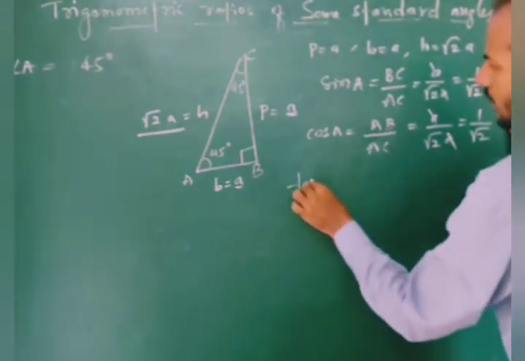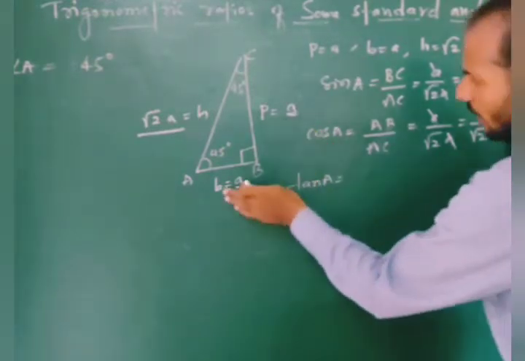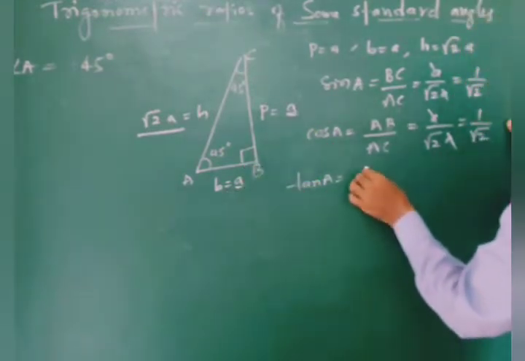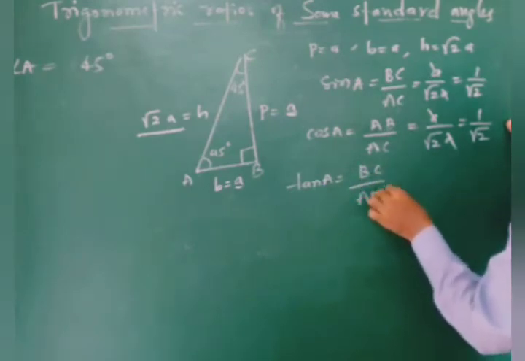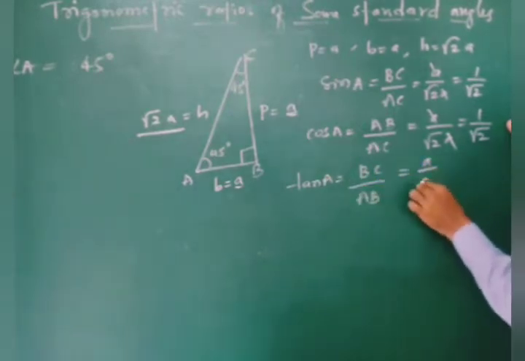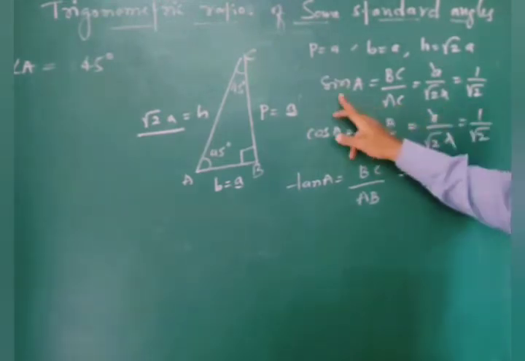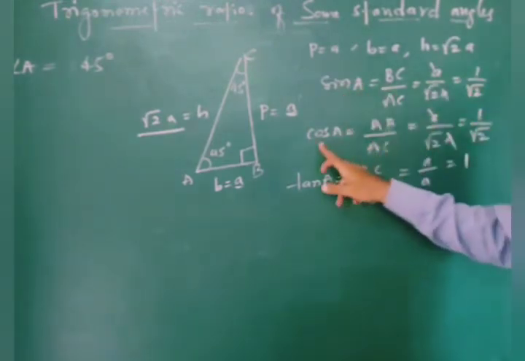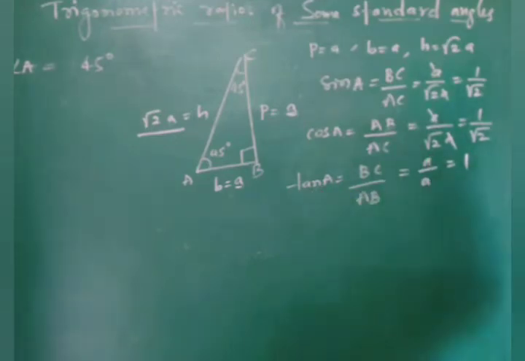Next, tan A, perpendicular by base, that is BC by AB. Value of BC is A and value of AB is A. A gets cancelled. What we get here? 1. Sin A is 1 by root 2. Cos A is 1 by root 2. Tan A is 1. Right?